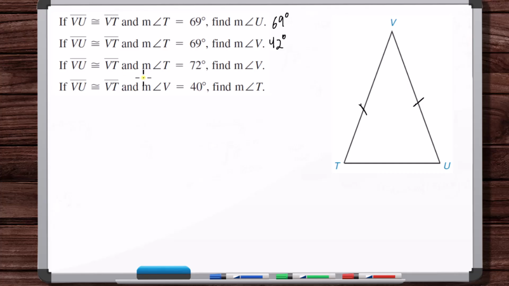All right. Again, VU is congruent to VT. If the measure of angle T is 72 degrees, find the measure of angle V. Well, the same idea. This is going to be 72 degrees. So what's 72 times 2? That would be 144. 180 minus 144 is 36.